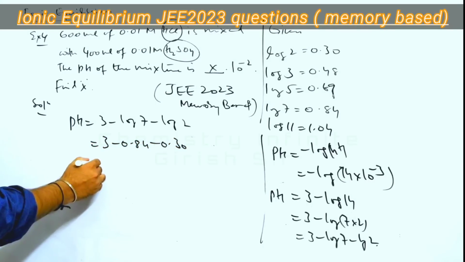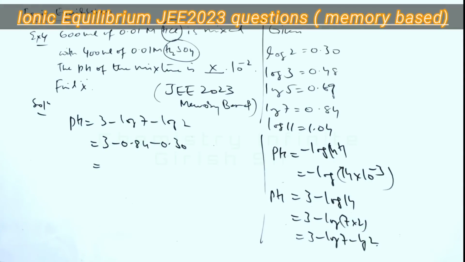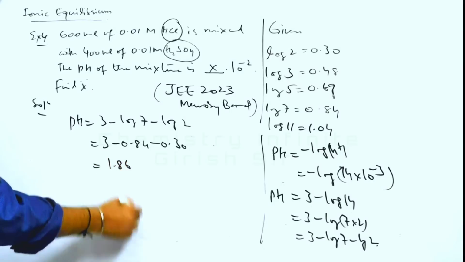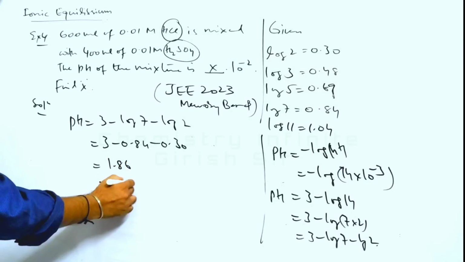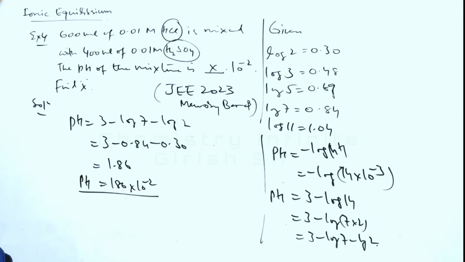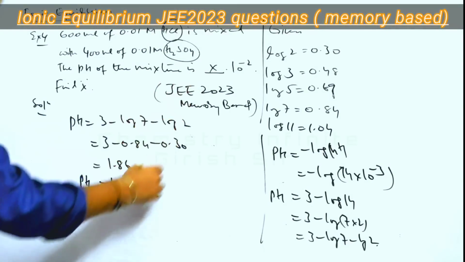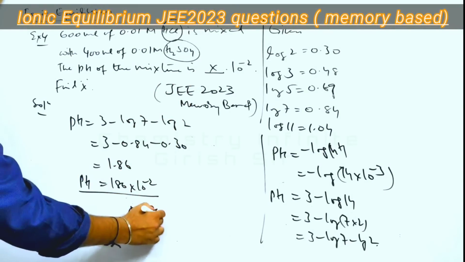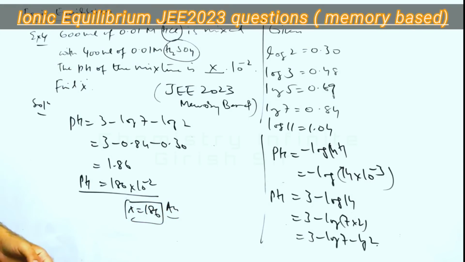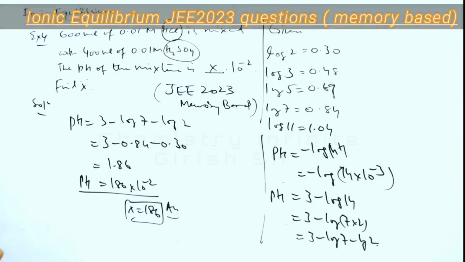Okay, so I think this will give you the final pH value. 1.86 can be written as 186 into 10 raised to minus 2. Now compare with the given format, the value of x is 186. That's the answer. Okay, we'll see more examples in the next lecture.